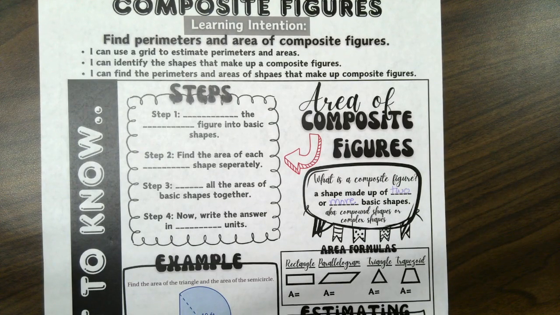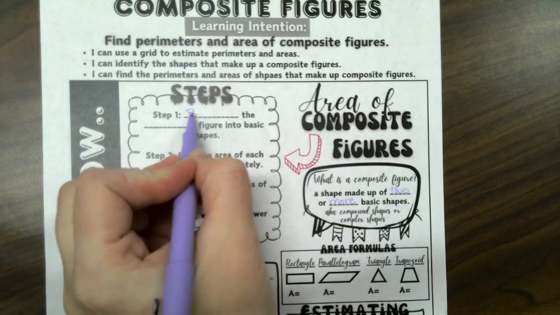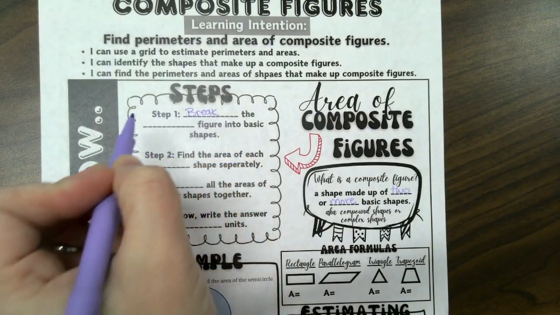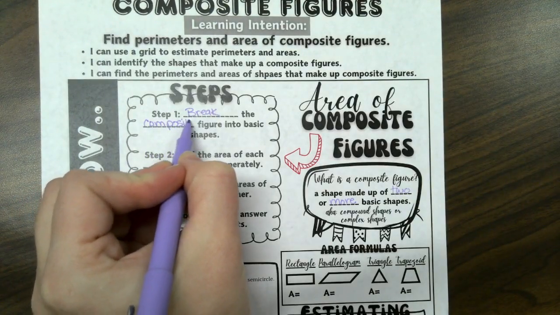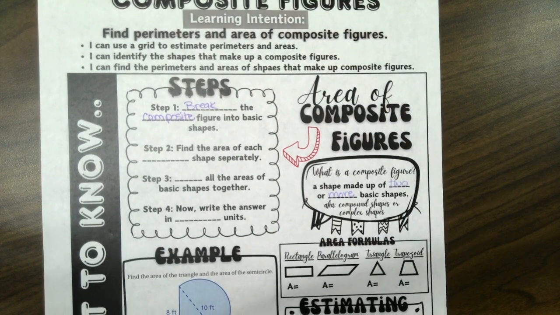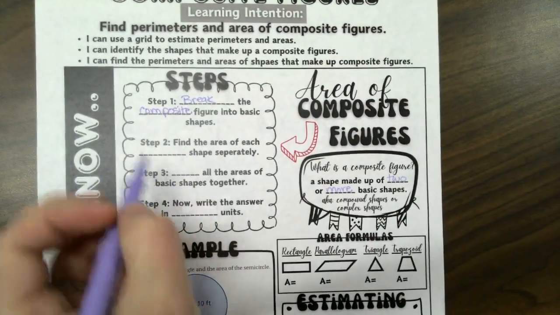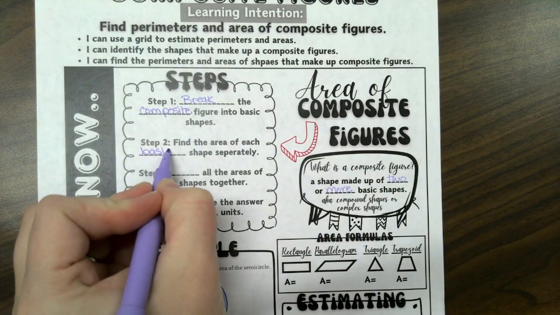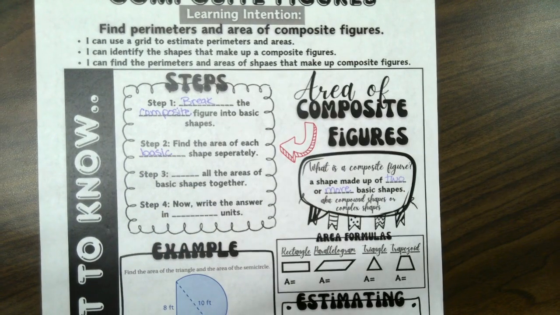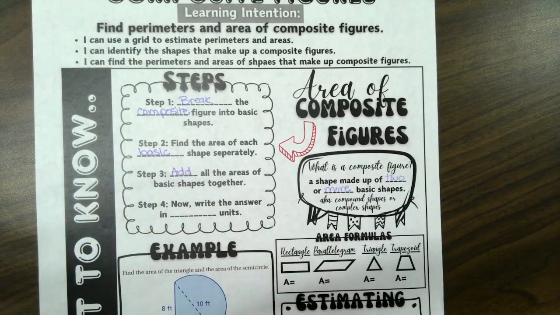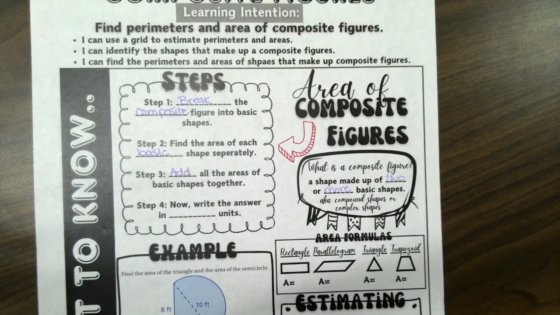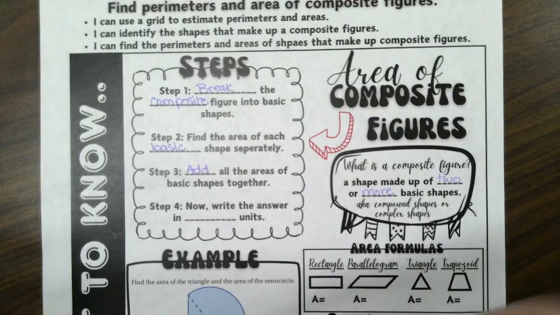So the steps to finding the area of a composite figure is first you're going to break the composite figure into basic shapes. Once you've done that, you're going to find the area of each basic shape separately. Once you've found all of your basic shapes, then you're going to add all of the areas of the basic shapes together. And now you're going to write the answer in square units.